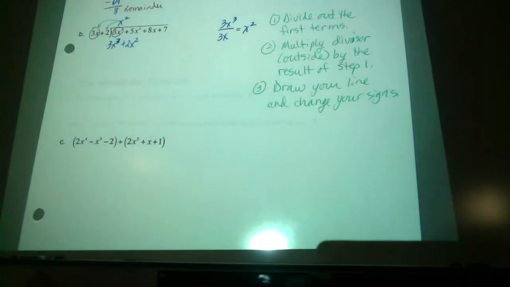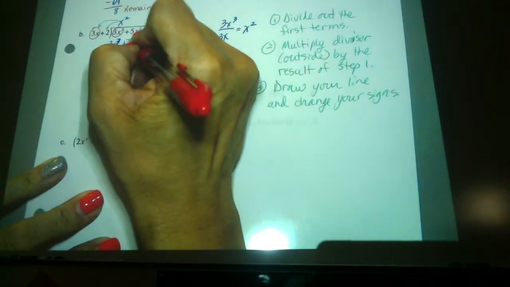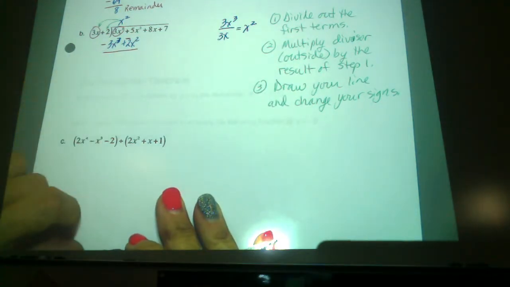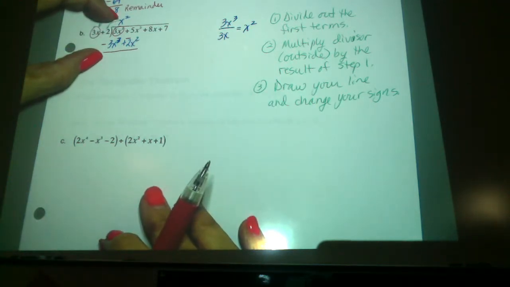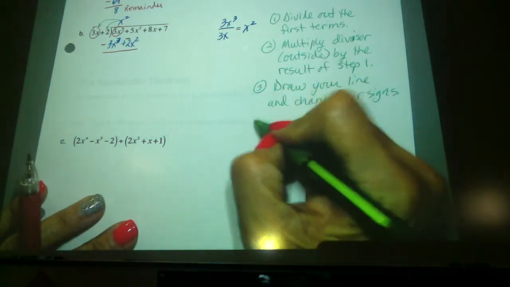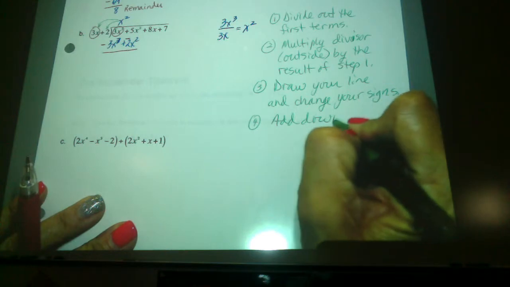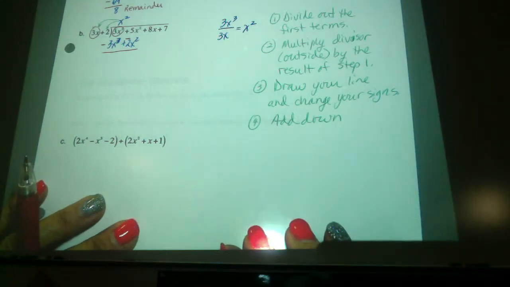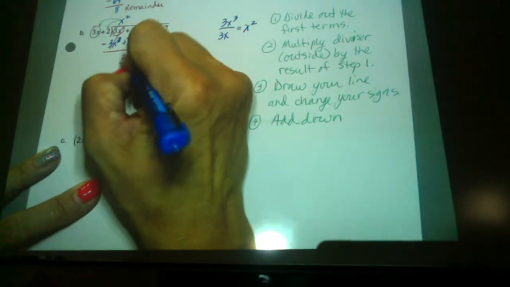Alright, so then we're going to draw our line. Change all signs. Not just the first term, but all signs. So because they're both positive, they both change to a negative. And then 100% of the time, these should now be opposite signs. So the whole goal is for them to cancel out. So then your fourth step is to just add down, just like we did before. So your first term should always cancel. A 5x squared and negative 2x squared, subtract and keep the sign of the larger, you get a positive 3x squared.